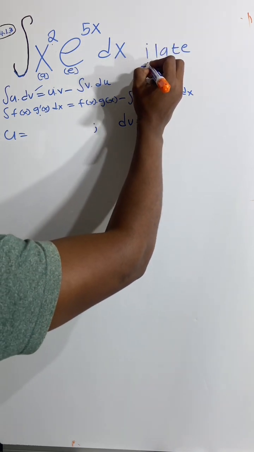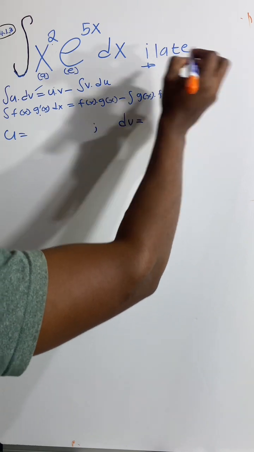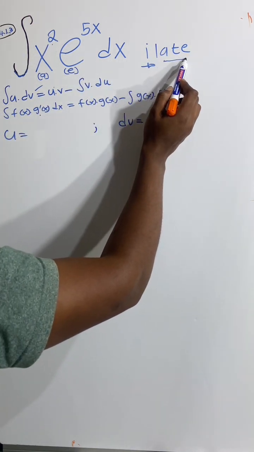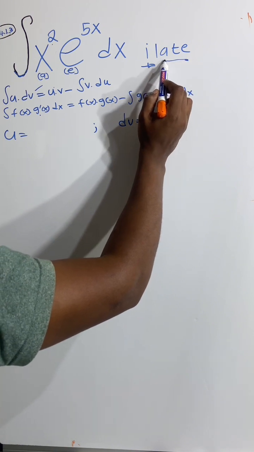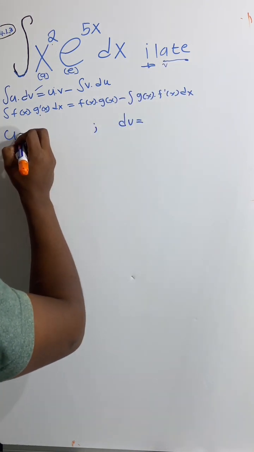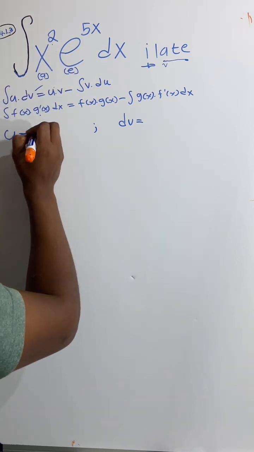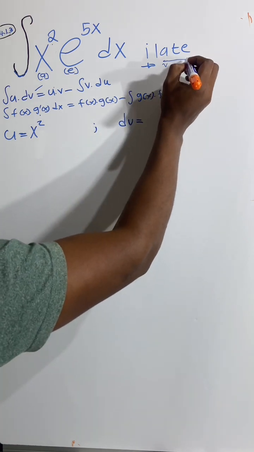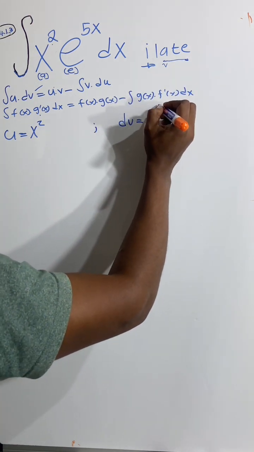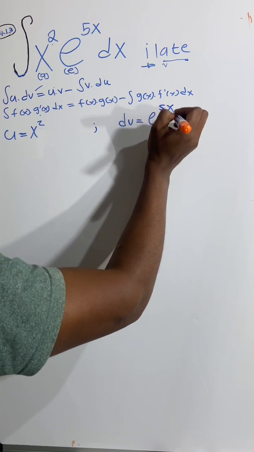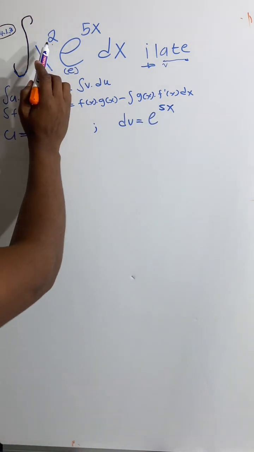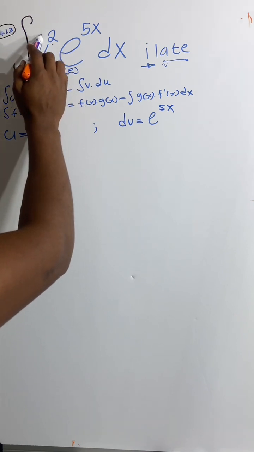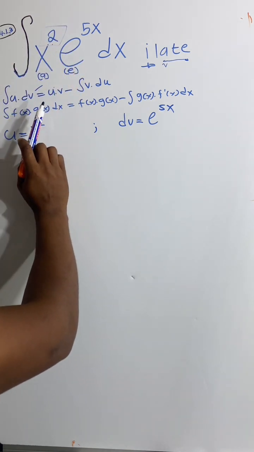With the Euler rule, we know that the first one that we come across going to the right will be equal to u. The algebraic function comes before the exponential function, so the algebraic function will be equal to u. We say that x squared is an algebraic function, and the other one, e to the power 5x, the exponential function, will be equal to dv. So that squared multiplied by this exponential function is telling us that we have to use integration by parts twice.